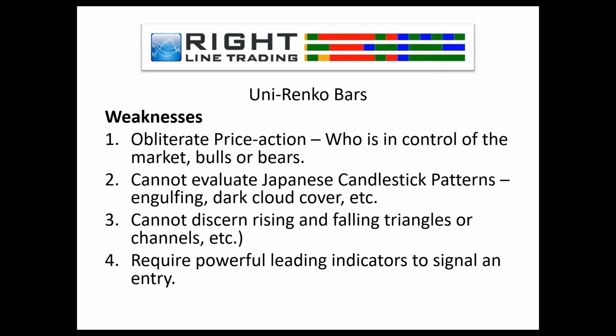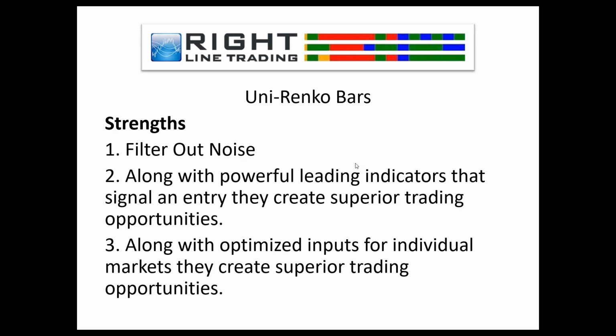So what do we do in a market in this kind of situation? What we do is we need to create leading indicators that essentially are proxies for big money. And I'll show you exactly what I mean. Now, the strength of the Unirenko is they filter out a lot of noise, a lot of intrinsic market oscillation that's just a normal part of the market. So visually, they represent to you a very clear-cut, smooth market. As long as you have powerful leading indicators, I think they're the best kind of bars to trade.